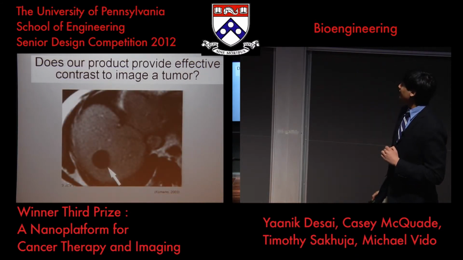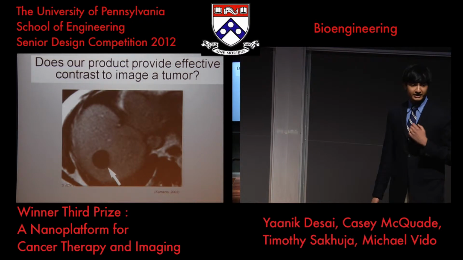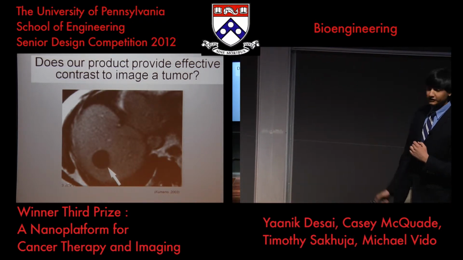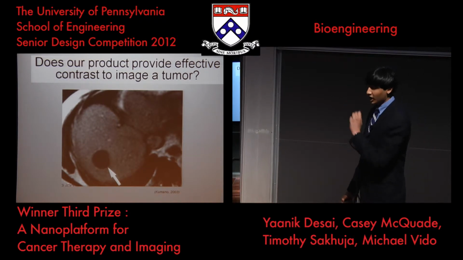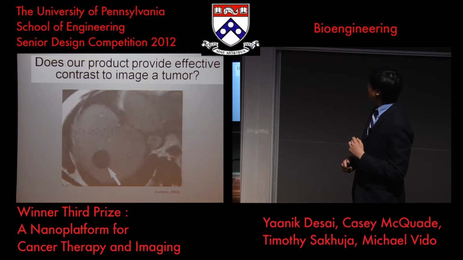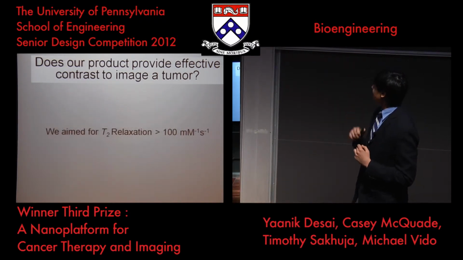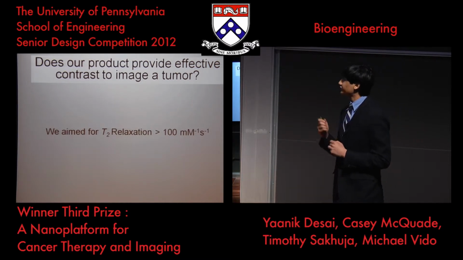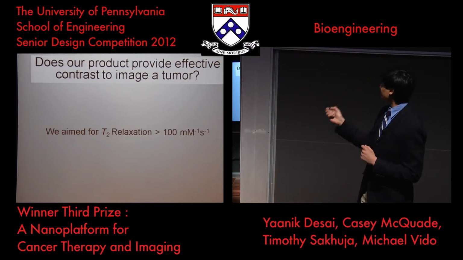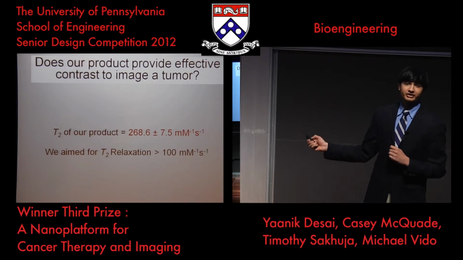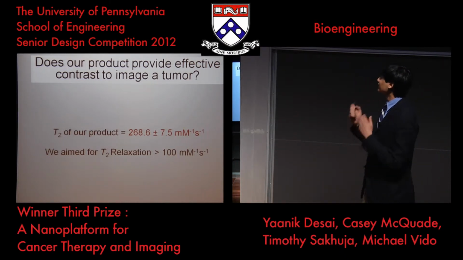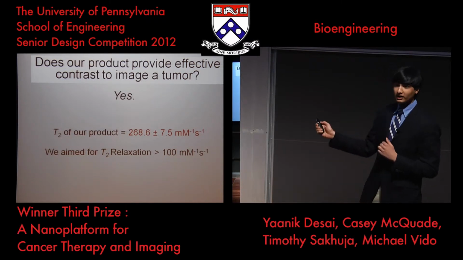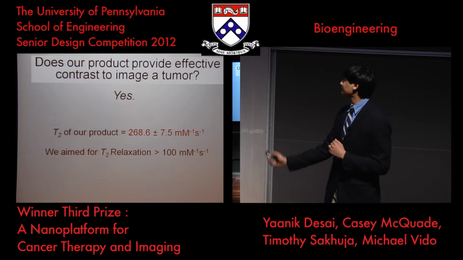When it's above 100, you get really good contrast in MR. For example, here's a picture of a patient who has a tumor in his liver, and you can see that the borders of the tumor are very clearly delineated because the iron oxide nanoparticles are providing the contrast. So we aimed to provide a T2 relaxation above 100 per millimolar second, and we actually delivered a value nearly 3 times as high at 268.6 per millimolar second. So the answer to that question is yes. Our product is able to image a tumor.